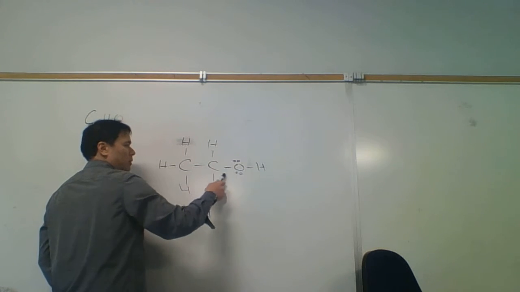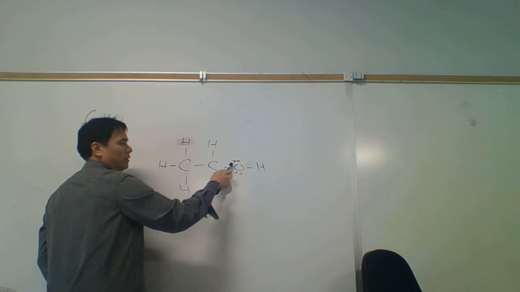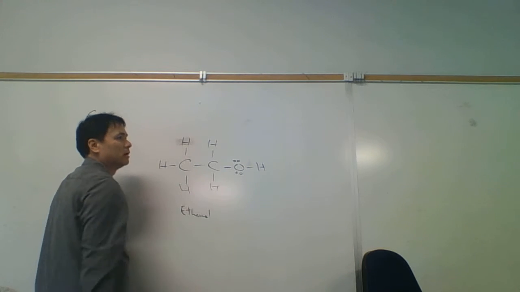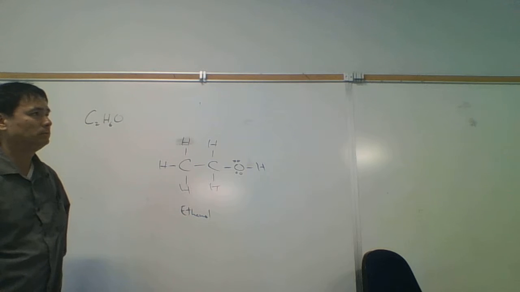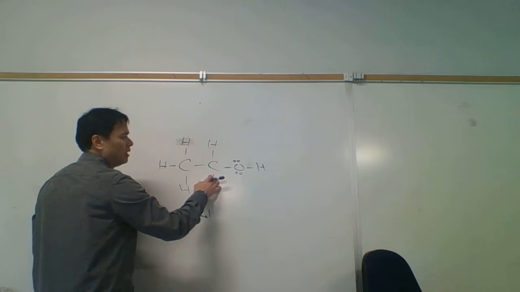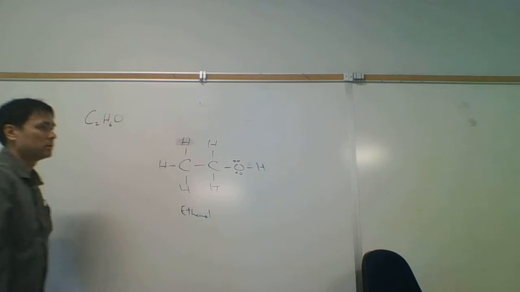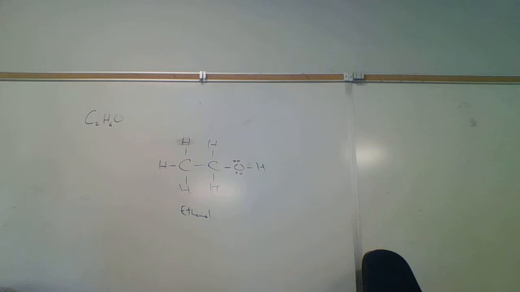The OH is part of what is called hydroxyl, not hydroxide. Hydroxide would have another lone pair here instead of a bonding pair. And so this is what distinguishes this as an alcohol. This type of structure has certain properties that are characteristic of alcohols.